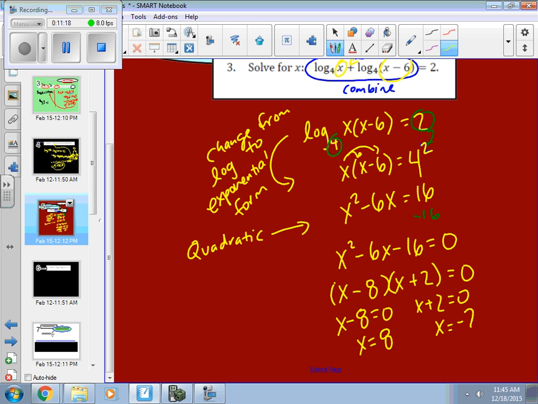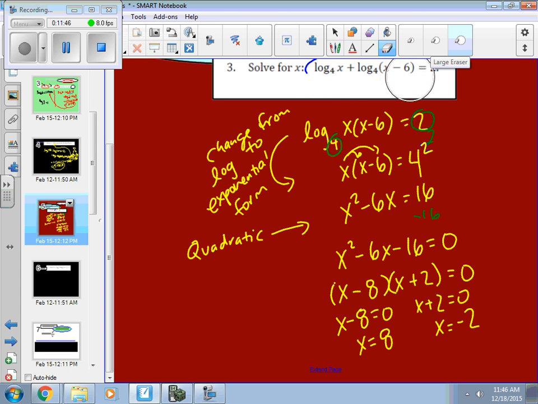answer of negative 2. So now we have to figure out which one is the solution. Are they both solutions? Are neither of them solutions? Is just one of them a solution? You have to plug it back in and see. If we put 8 back in, I think we could do both of those, because we would end up with log of 8, which we can do, and 8 minus 6 would end up being log of 2. That's another log we can do. We can do both of those logarithms.